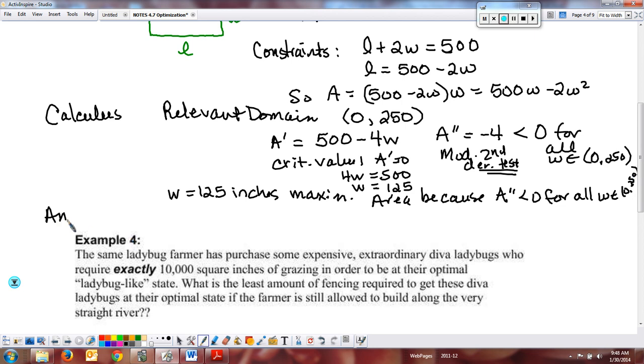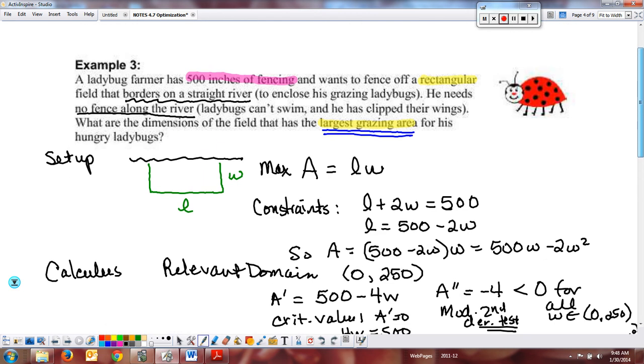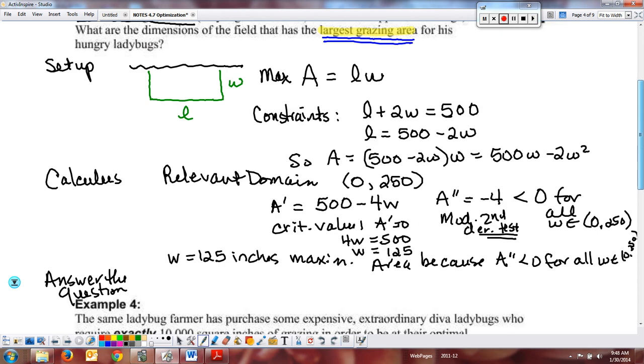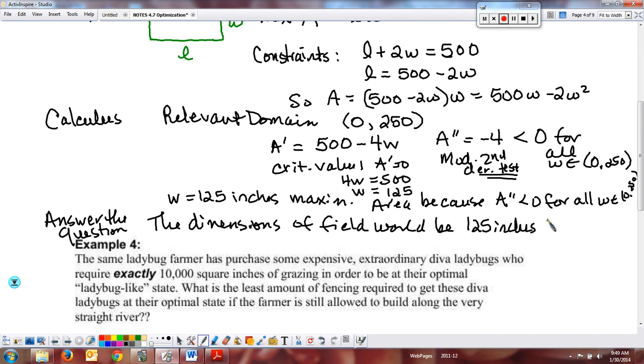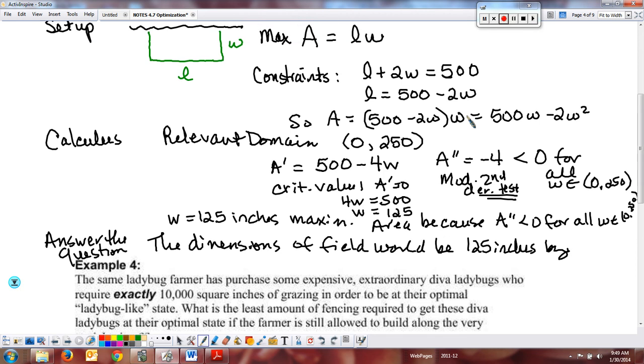And then I'm going to answer the question. The question is asking for the dimensions of the field. So again, the dimensions of the field would be 125 inches by, and if I have 125, that would be 250. And then we're done with that problem.